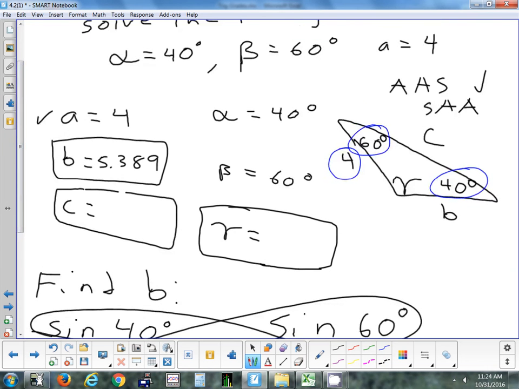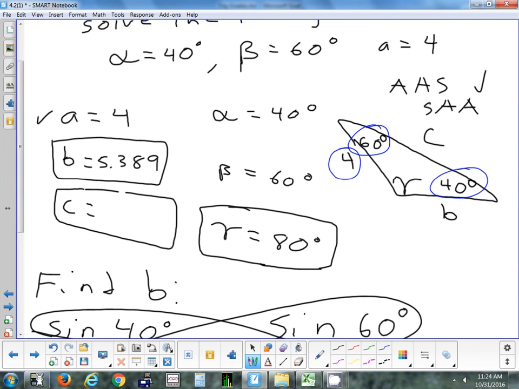All right, so now we've got B. What could I find pretty quickly? And I could have found this right away if I wanted. Sam? Gamma. Yeah, I can get gamma, and I could have done it right away because I know all the angles have to add up to 180. So Sam, what's gamma? 80. Yep, 80. Okay, so that was a quick one. Any questions on how I got gamma?